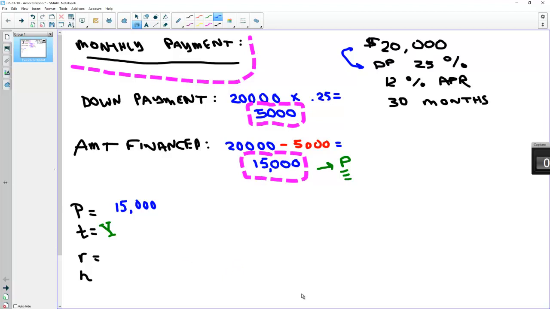Oh, this is a different problem. That's why I'm looking at this problem right here. I'm going to go ahead and put all these things in. The rate right here is going to be the APR, so we're going to put 0.12.